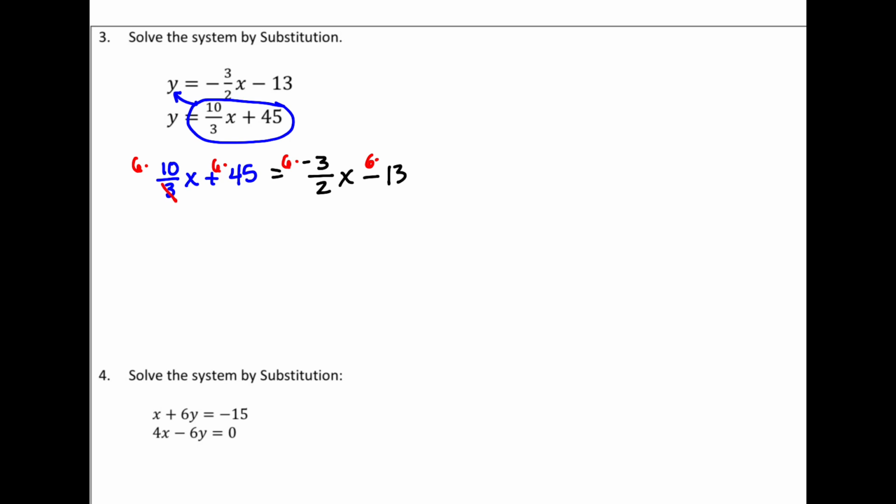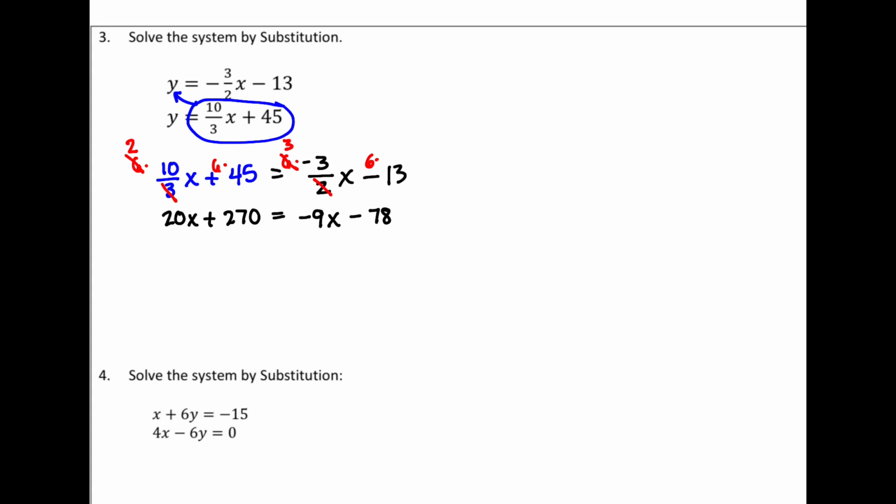Okay. 3 goes into 6 twice. 2 goes into 6 3 times. You could have used a 2 and a 3, which equals 6. That's why I chose 6. Okay, let's see what we have left. 2 times 10 times x is 20x plus 6 times 45 is 270 equals 3 times negative 3 is negative 9x minus 6 times 13 is 78.